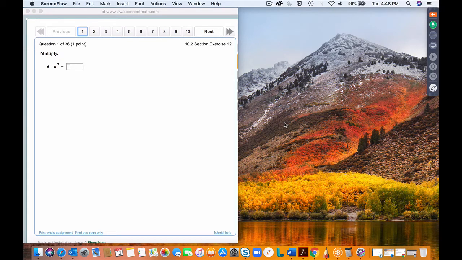The first one is just the same letter and we add one number, because we have D1. You don't see the number, we never write the number 1. And the 7, same base, we add the exponent.